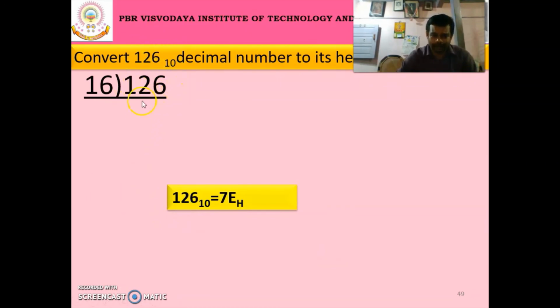So we are dividing this 126 by 16. In 126, 7 sixteens are there. It is nothing but 112 and the remainder is 14. If you divide this 7 by 16, you will get a quotient of 0. So we are stopping at this point. These are the remainders and we have to take them. Now in hexadecimal, after 9, we have to use alphabets. So instead of 14, we use E, and 7. So this is the answer.